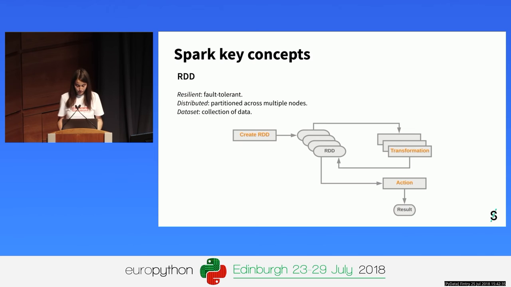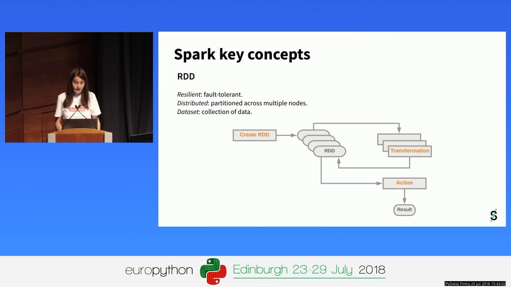There are two kinds of operations that can be applied on RDDs: transformations and actions. A transformation applies a function on the RDD and creates a new RDD. Examples of transformations are map, filter, aggregate. Actions, on the other hand, return a final result or write data to an external storage.